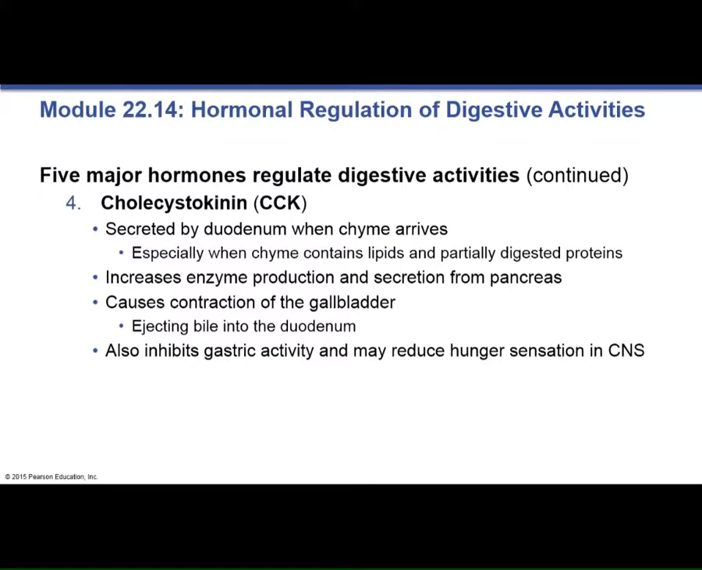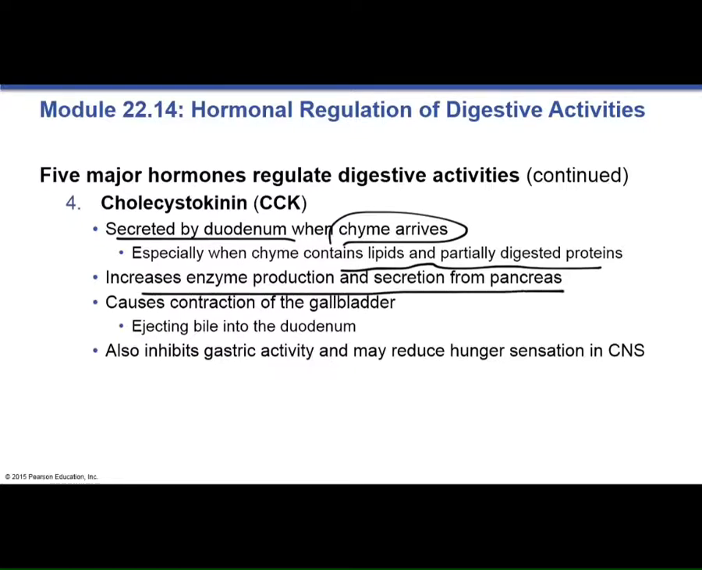Number four, CCK, cholecystokinin. And this is also secreted by the duodenum when chyme arrives, especially when there's a lot of lipids and partially digested proteins. This is going to increase enzymes from the pancreas involved with breakdown of those lipids and proteins and cause contraction of the gallbladder. Remember, the gallbladder is storing bile.